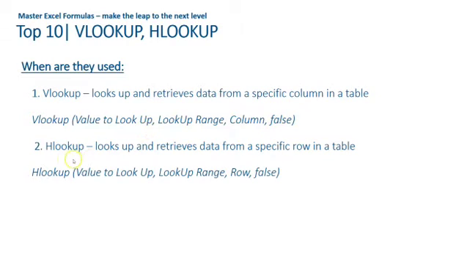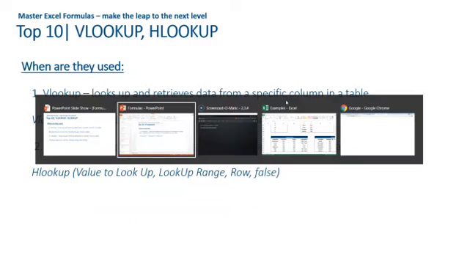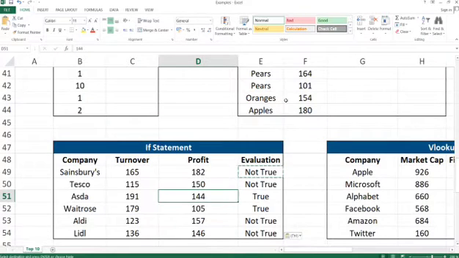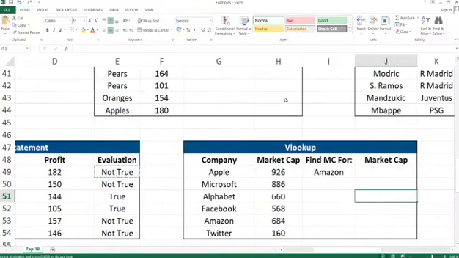So Hlookup is pretty similar, but this formula actually retrieves data based on rows rather than columns here. Okay, so if I show you the examples now, it will probably make it more clear.